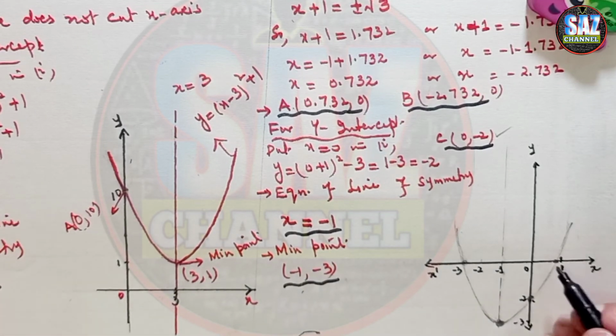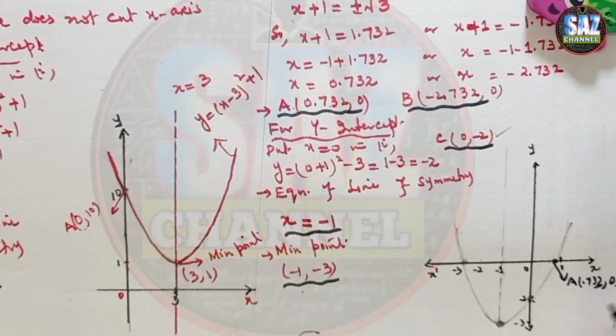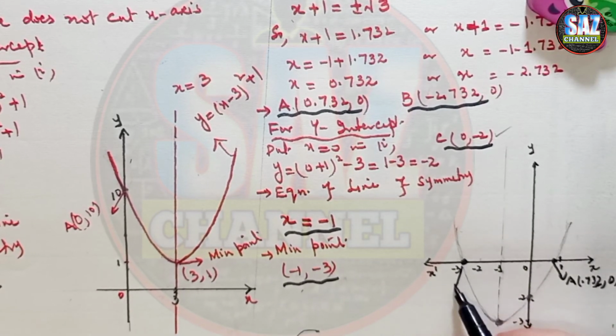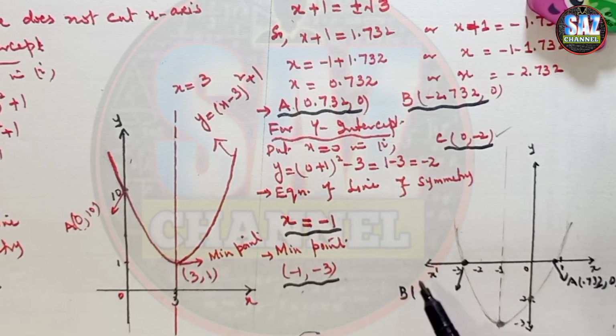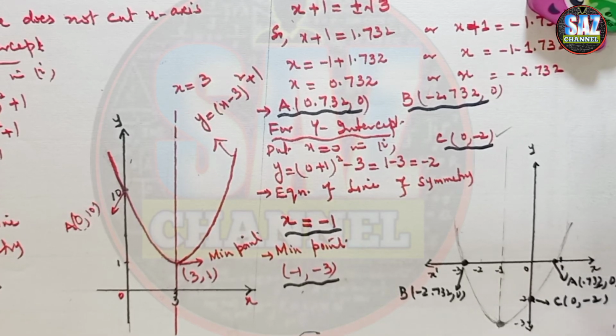So this is the 0.732 position, this is my point A, 0.732 and 0, and this is point B, minus 2.732 and 0. This is my y-intercept C, 0 with minus 2, and this is the minimum point with me, minus 1 and minus 3.